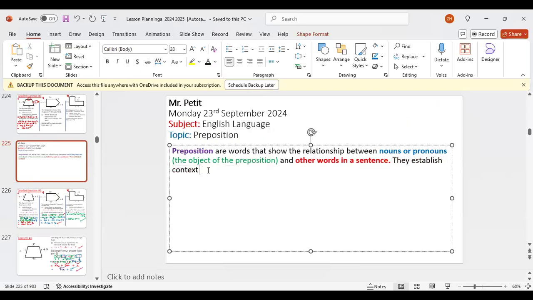Good night. So they establish the context of where, when, how, or in what way an action or actions occurs. That's what we mean when we say a preposition. They are words that show the relationship between nouns and pronouns and other words in the sentence, and they establish the context of where, how, when, or in what way an action occurs. So let's look at the usage of prepositions.